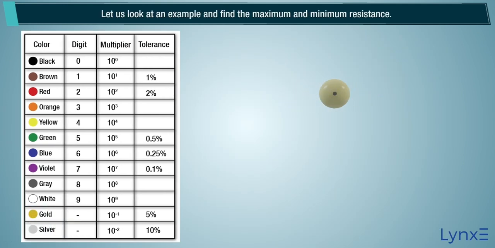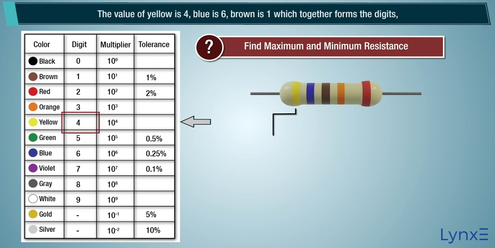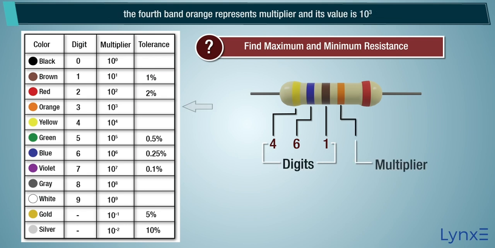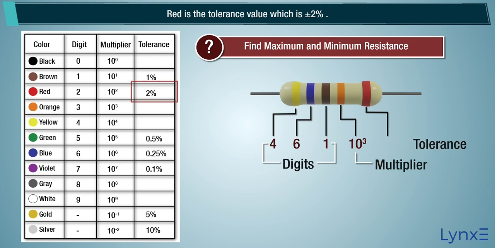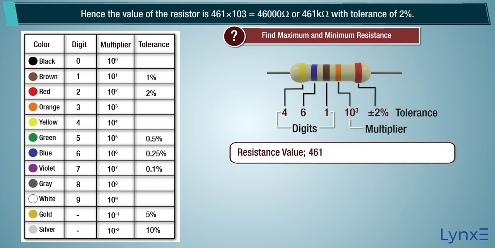Let us look at an example and find the maximum and minimum resistance. From the table, we know the value of yellow is 4, blue is 6, brown is 1, which together form the digits. The fourth band, orange, represents the multiplier and its value is 10 to the power of 3. Red is the tolerance value, which is plus or minus 2%. Hence, the value of the resistor is 461 times 10 to the power of 3, equals 461,000 ohms, or 461 kilo ohms, with a tolerance of 2%.